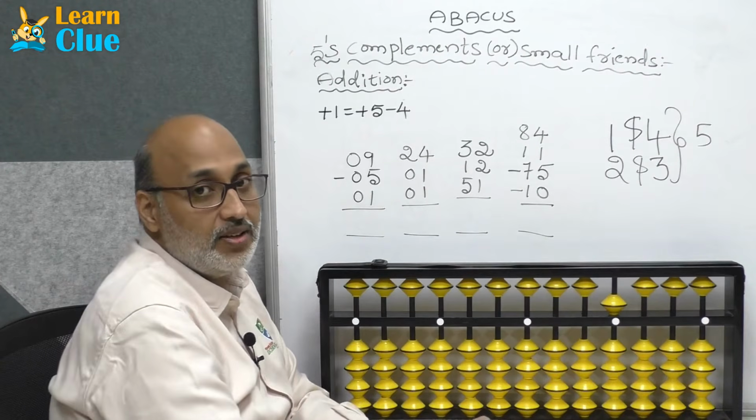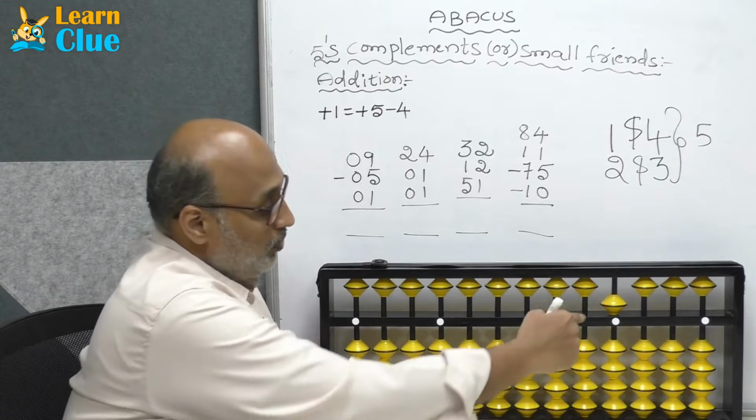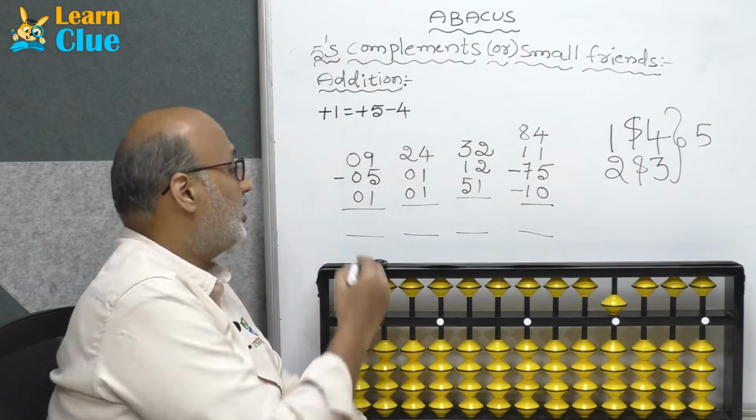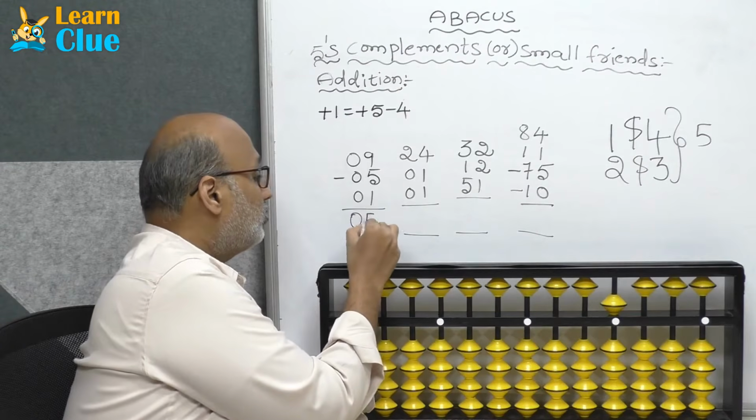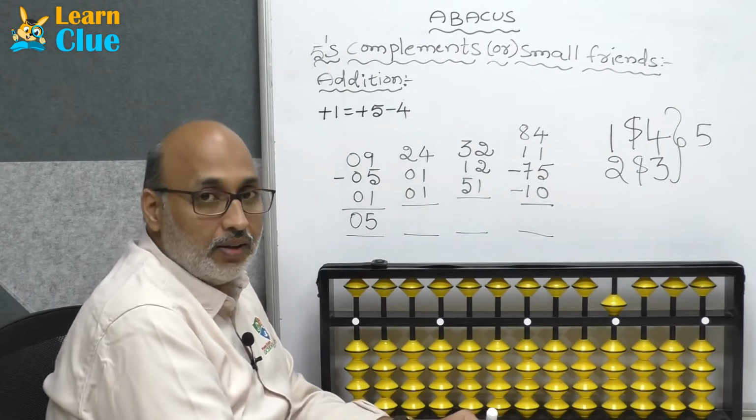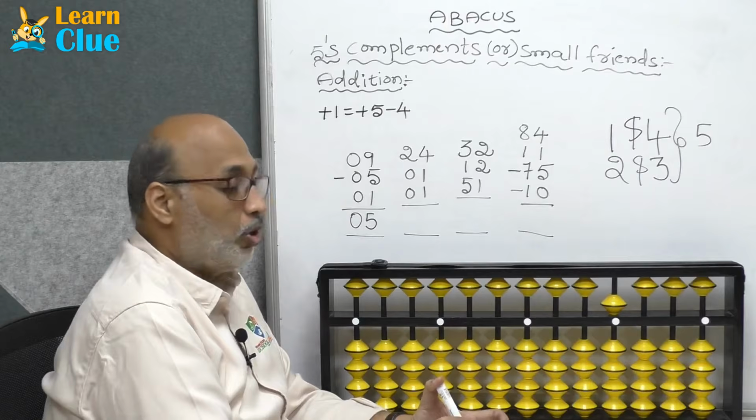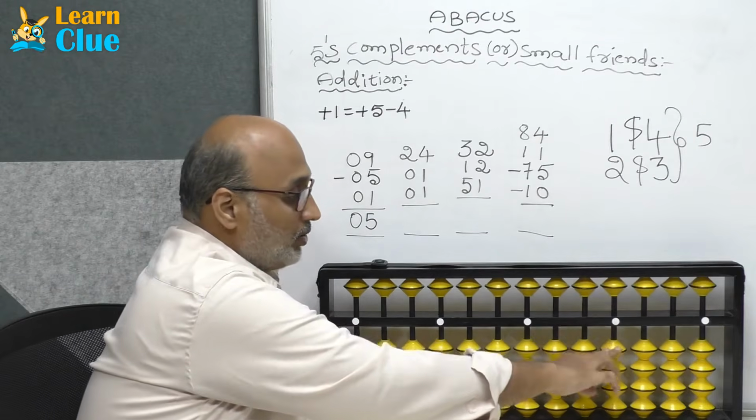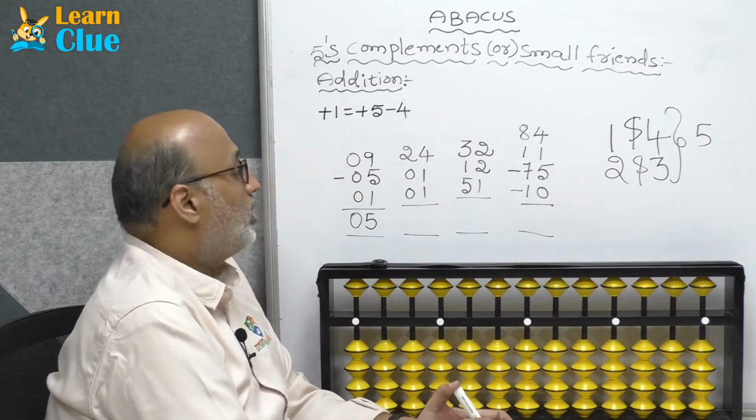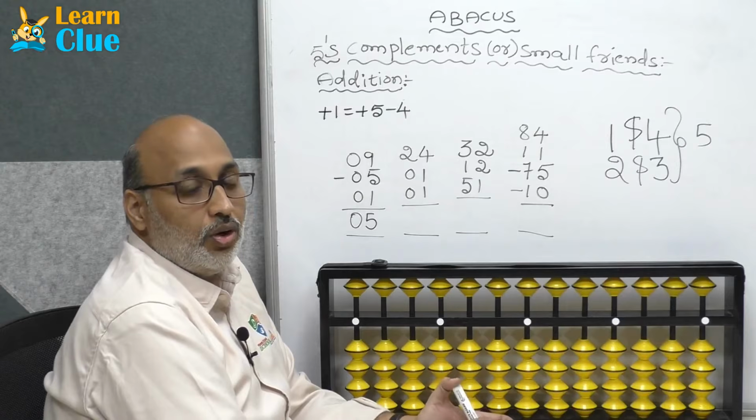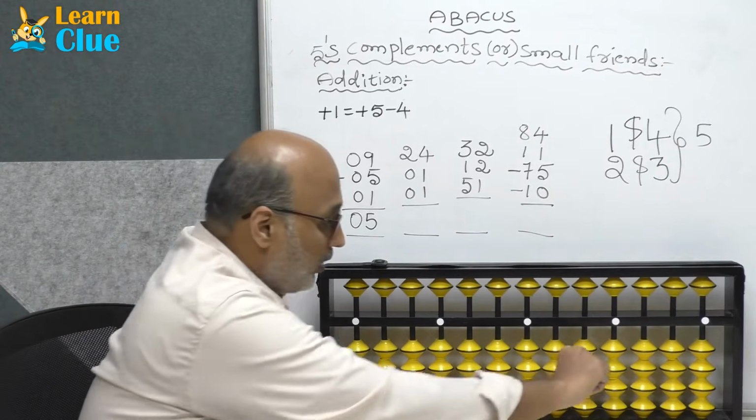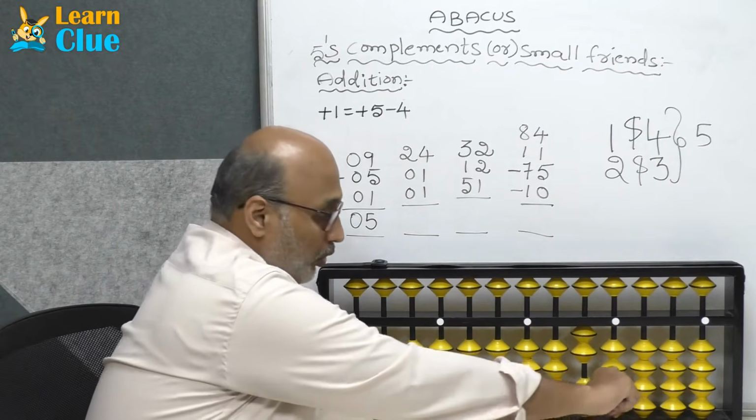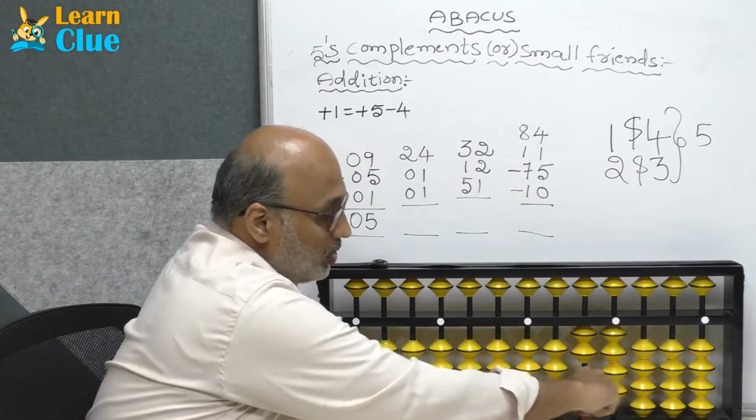What is the answer over here? Answer is 5. Okay, now let's see one more problem. Clear the abacus. 24. So we have to place the higher denomination first. Which is the higher denomination? 20. Very good. Now 4. So 24.